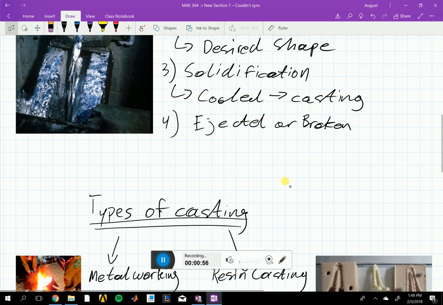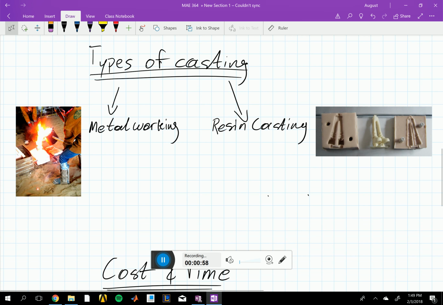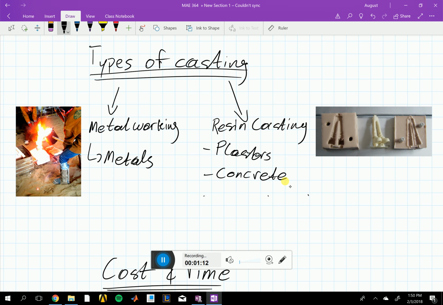There are two main types of castings that I'm going to talk about in this video. It's metalworking and resin casting. Metalworking, as the name says, focuses on using metals. Resin casting, on the other hand, focuses on using plasters, concrete, and plastic resin.